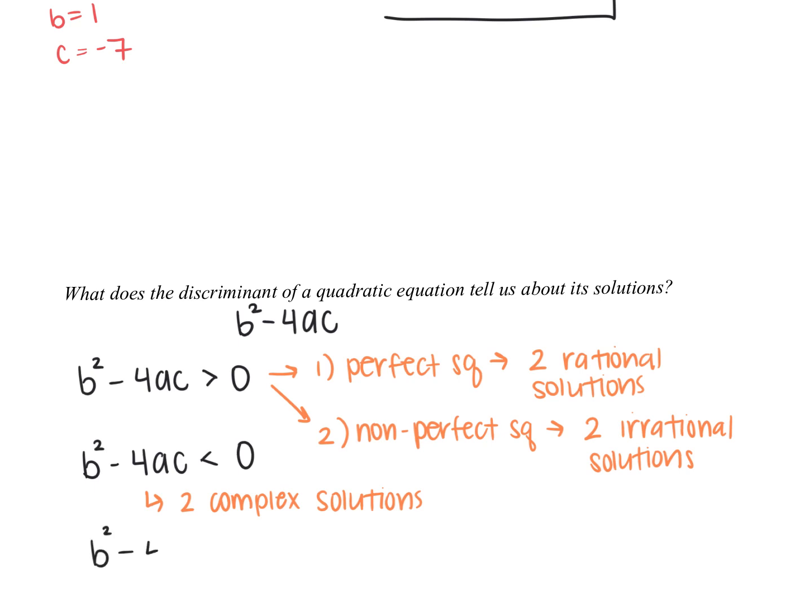The last one is when b squared minus 4ac equals 0. We didn't do an example of this, but this is the one time you can get one answer, and it would be one rational solution. What happens is you take the square root of 0, which is 0, so you don't have to do negative b plus or minus anything. It just becomes negative b over 2a, and that's just one number, and it's either going to simplify to a whole number or it's going to stay as a fraction, which is where we get one rational solution.